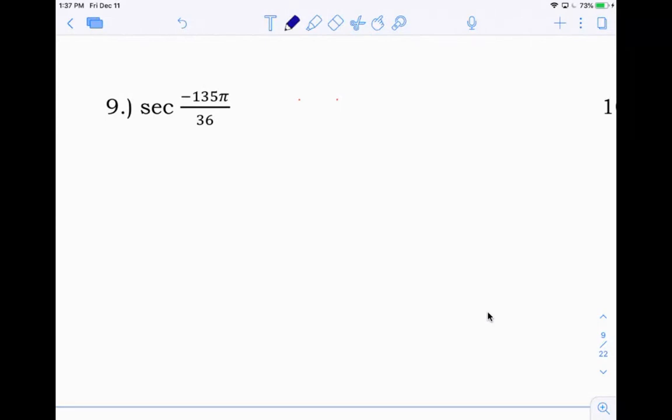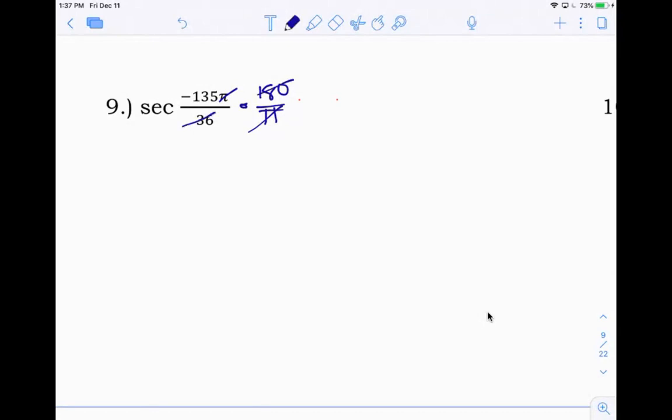All right, so let's say you get this horrendous thing. Secant of negative 135 pi over 36. Yeah, I don't even know what that is. So let's go ahead and convert that to degrees. Times that by 180 over pi, even though it's crazier looking than like 240, it's still 180 over pi, always 180 over pi. Okay, and then we'll cancel that down.